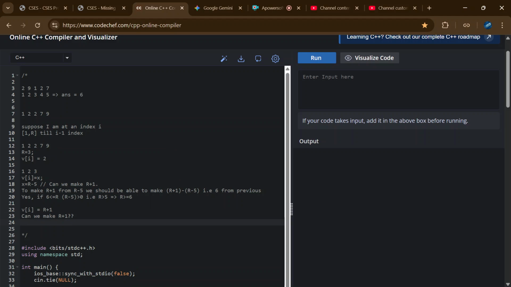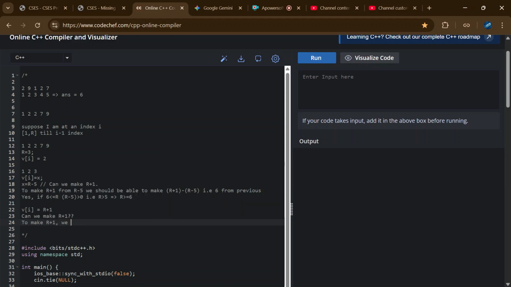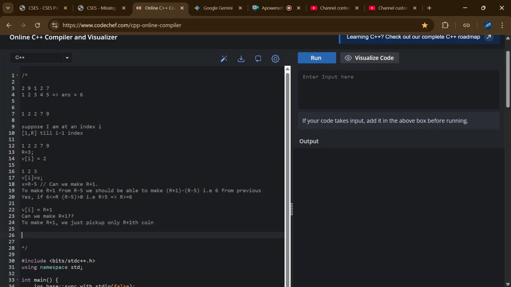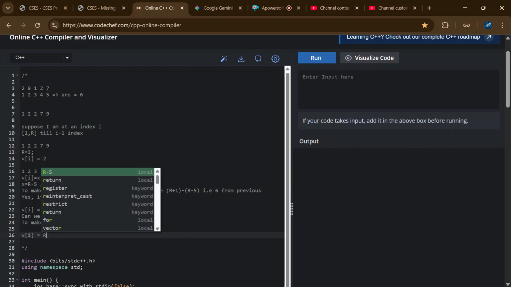Okay, so to make r plus 1, we just pick up only the r plus 1 coin, one coin. Okay, suppose it is greater than that, like if v of I is, let's say, r plus 3.